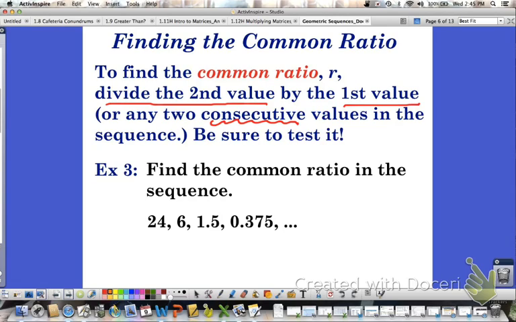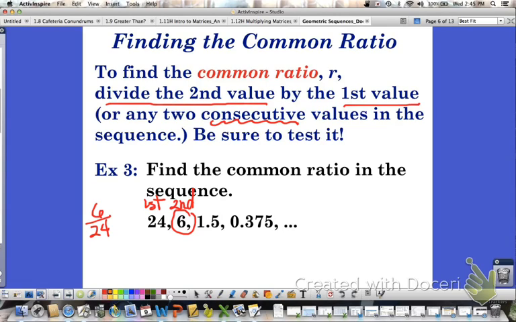Some people are really intuitive and can do it quickly. Other people need a path. So this is what you do. In my example 3, I'm asked to find the common ratio in this sequence. I'm suggesting that you take the second term in the list, in this case 6, and divide it by the first term in the list, which is 24.